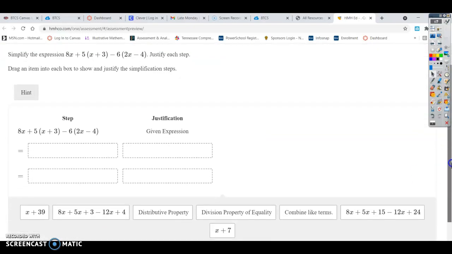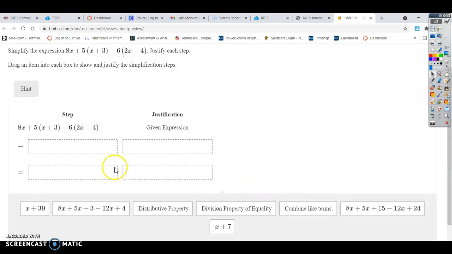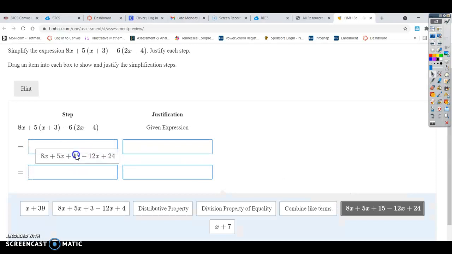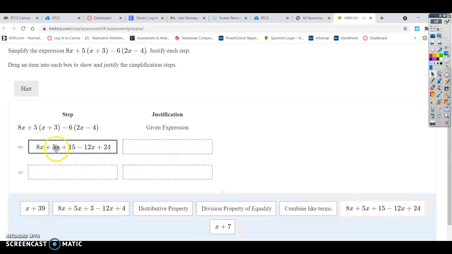Simplify the expression, justify each step. Okay, again, we've got parentheses. That means we have to distribute. So we're going to do 5 times x and 5 times 3. We're also going to do negative 6 times 2x and negative 6 times negative 4. So if we come down here below, we're going to have 8x times 5x plus 15, and over here negative 12x plus 24.